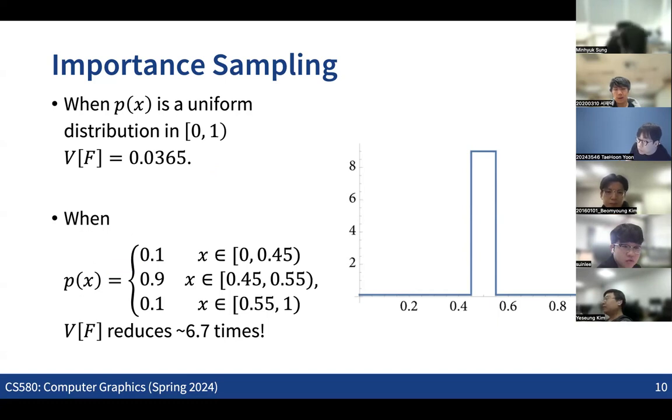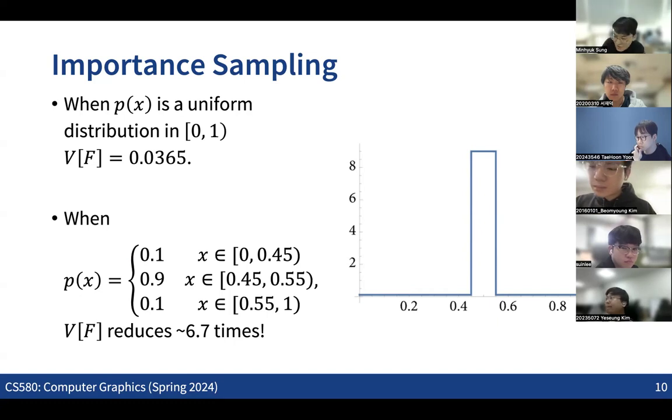So especially in this case, when we pick this kind of PDF function here, we can see that the variance decreases by 6.7 times, much smaller, which means that we're going to see a much faster convergence rate with the number of samples. So yeah, I recommend you try to calculate the variance using the PDF that you're answering here and see how much you can decrease the variance with the choice of the PDF.